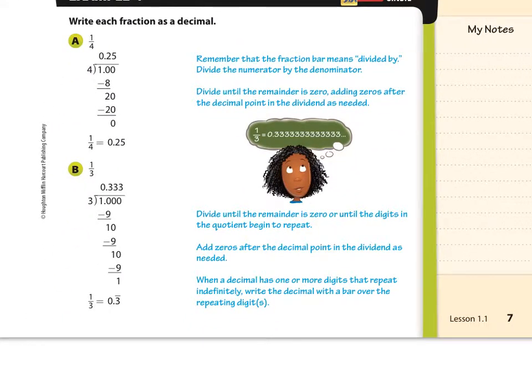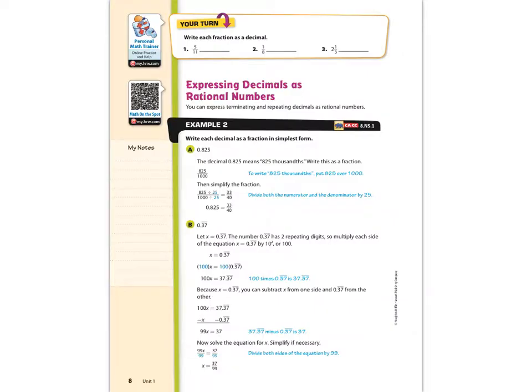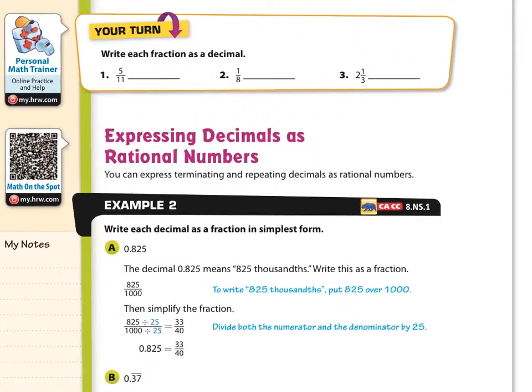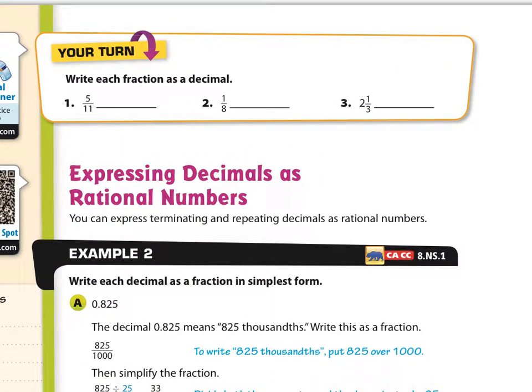It's a good idea to read these ones below here, example A and B, if you wanted to get a little bit more. So let's go ahead and do the your turn here, 1, 2, and 3. Remember that the fraction bar in between the numerator and denominator means division. So we're going to be dividing 5 by 11, and that means we'll write it something like this: 5 divided by 11.